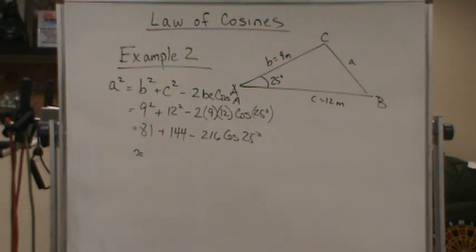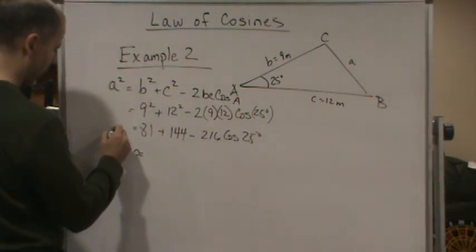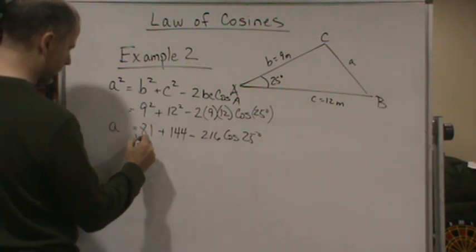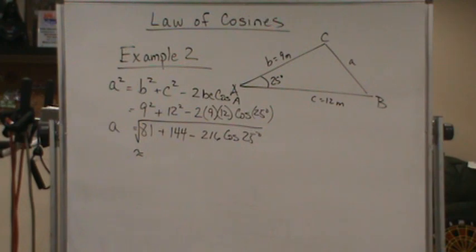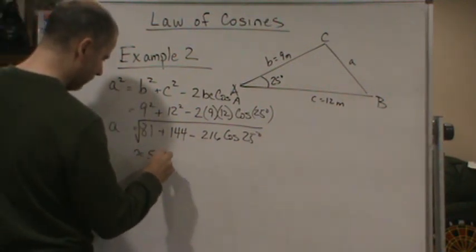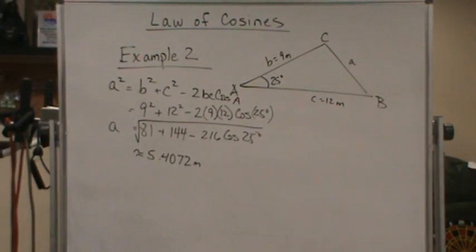Okay, and then that's going to give us approximately, because we have to take the square root, right? So if we do A equals the square root of this, that's going to give us approximately 5.4072 meters. Okay?